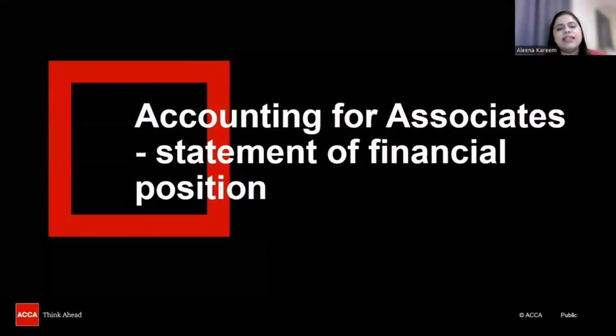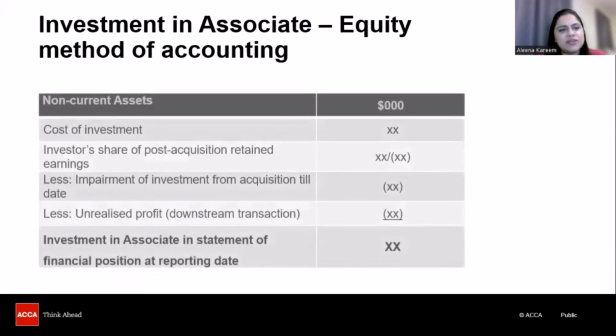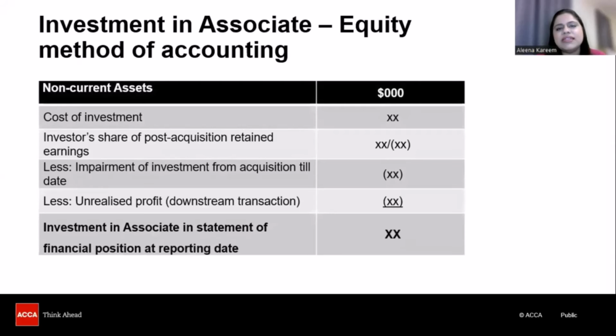Now, first of all, let's start off with the accounting for associates, the statement of financial position part. How are we going to show it in the statement of financial position? This is a summary that I have created for you in which most of the items have been covered. So when a question comes up, you can use this format to solve it as well. First of all, the investment in associate is shown in the non-current assets. Because it is a long-term investment, if an investment is held with a very short intention or is already held for sale, then it is not going to be accounted for as an associate.